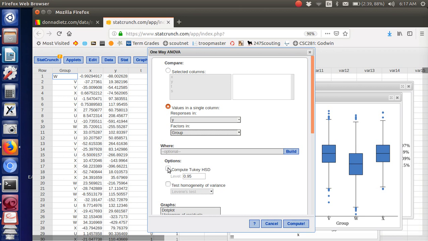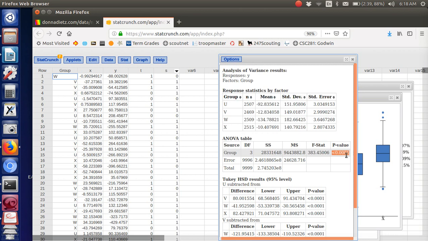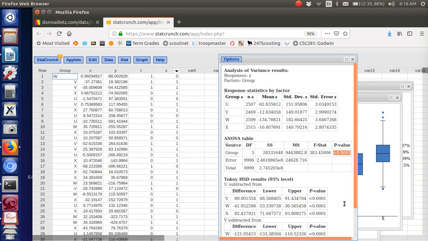You want Tukey because without Tukey, ANOVA is kind of pathetic. It tells you whether or not something's different, but it doesn't tell you what's different. So then we hit compute, and then you get all this output. You could basically ignore this first part. So you're going to get a significant p-value. If you don't, that's okay. It's fine if your p-value is not significant. It's pretty unlikely, that's all.